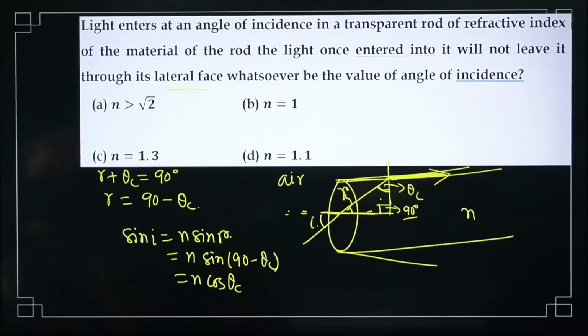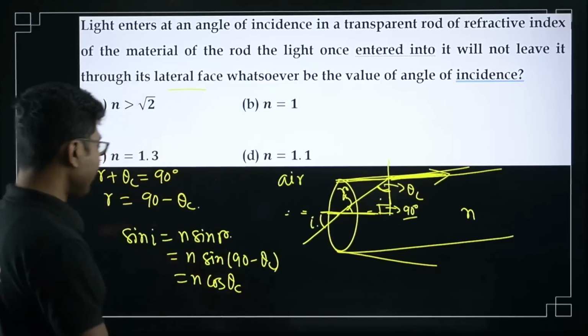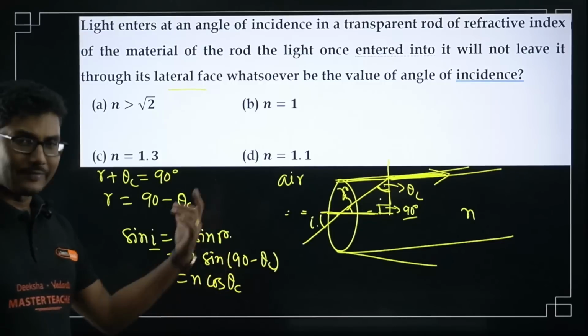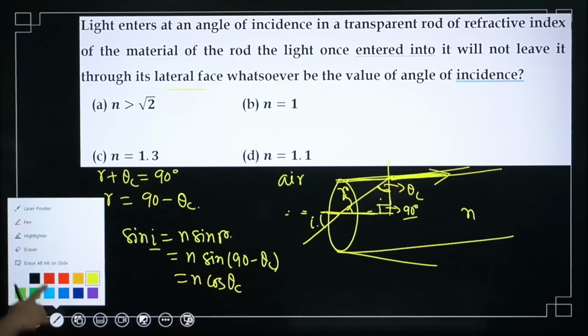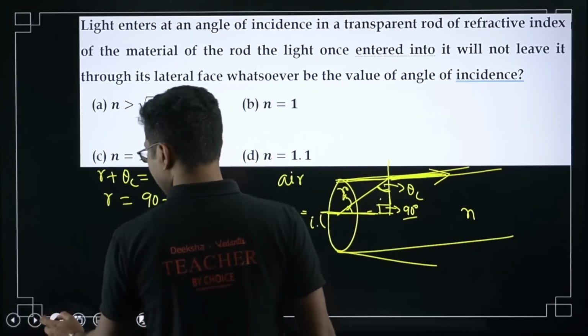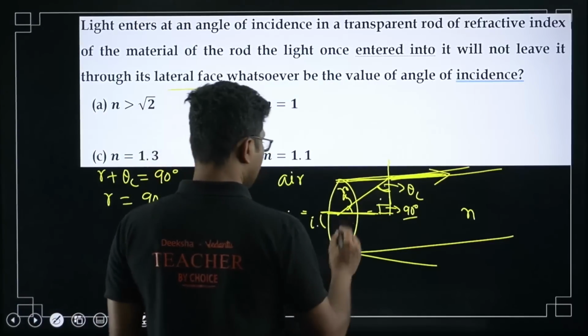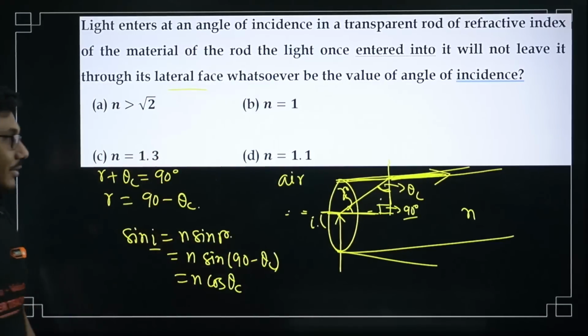Now what we will consider here is the maximum possible angle of incidence. If you increase the angle of incidence, the theta c value will also increase, both are directly proportional. So what is the maximum possible angle of incidence? The maximum possible angle of incidence is when the light is falling at 90 degree with the normal.